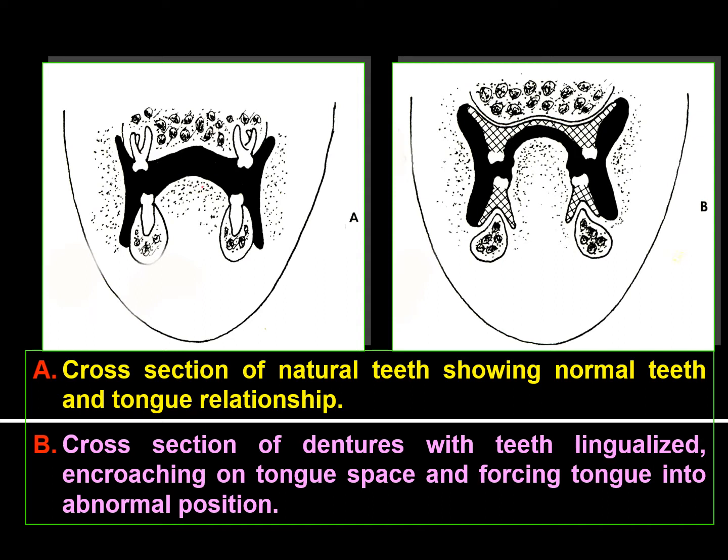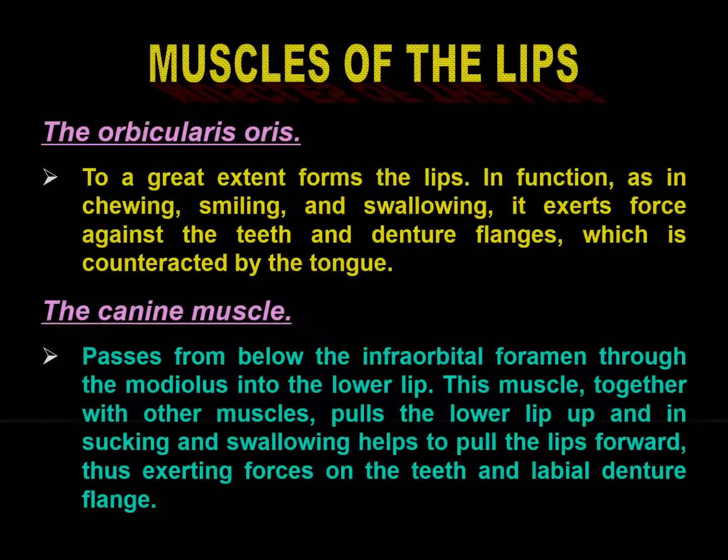The first slide shows a cross section of natural teeth showing normal teeth and tongue position, and the second slide shows a cross section of a denture with the teeth lingualized, encroaching on the tongue space and forcing the tongue into an abnormal position.